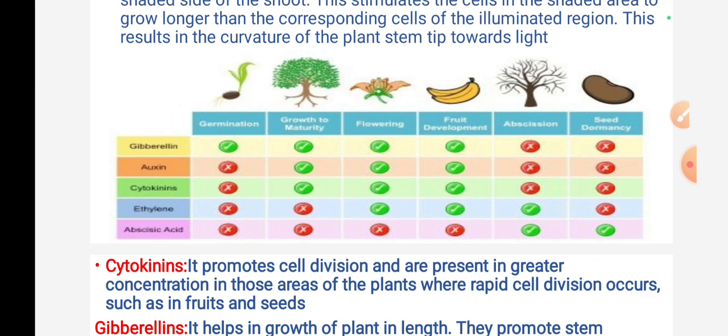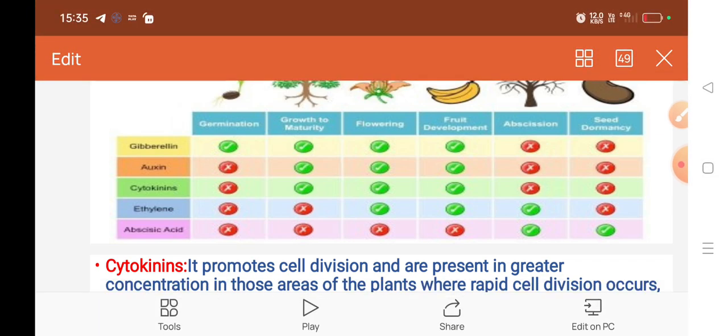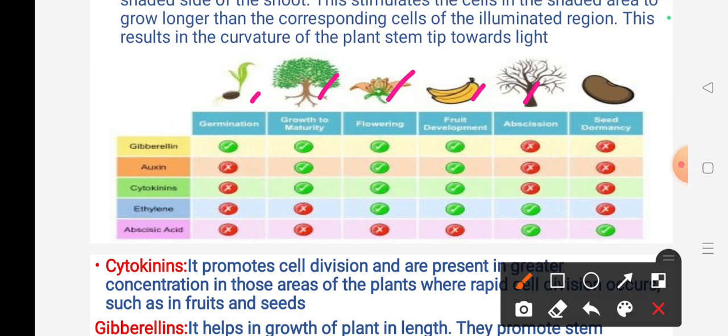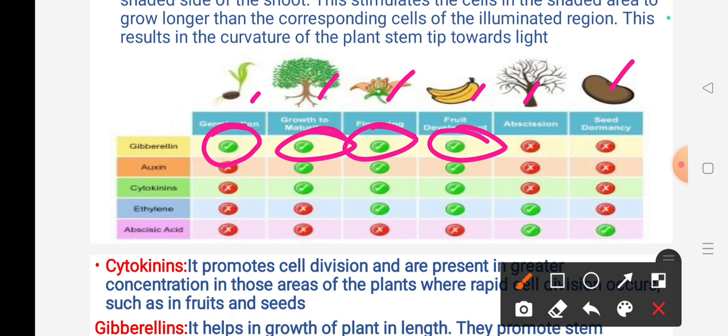Here they have given the different phases of plants. Then they have given which hormones act in those phases. For example, gibberellin is secreted at the time of germination. Gibberellin is also secreted at the time of growth and maturity. It's also secreted at the time of flowering. It's also secreted at the time of fruit development. Then at the time of abscission and seed dormancy it is not secreted.